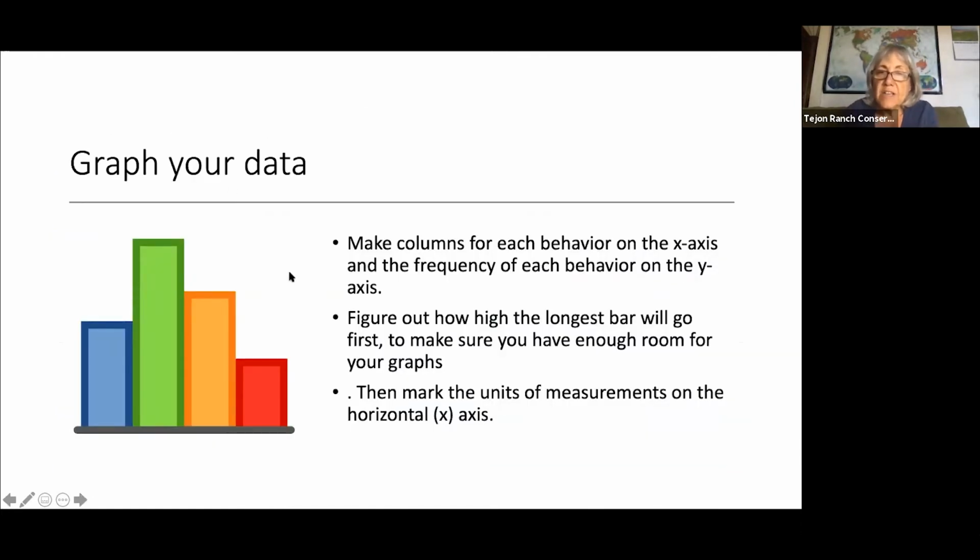Once you've done that, you're going to make columns for each of the behaviors on the x-axis, the horizontal axis. And then on the y-axis, it's going to be the number of times you saw that behavior, the frequency. Be sure that when you create that chart, whatever the behavior is that is the highest, you make that number high enough so that you're not out of room.